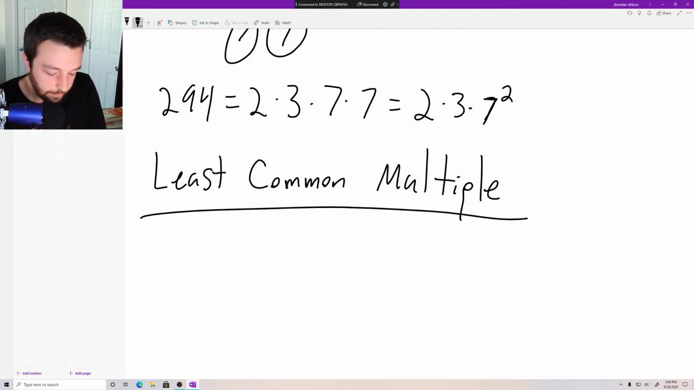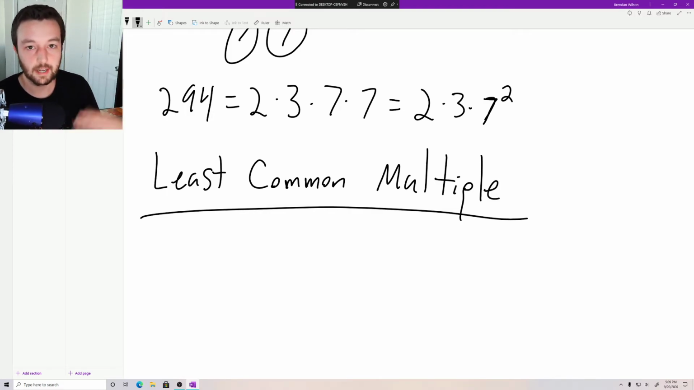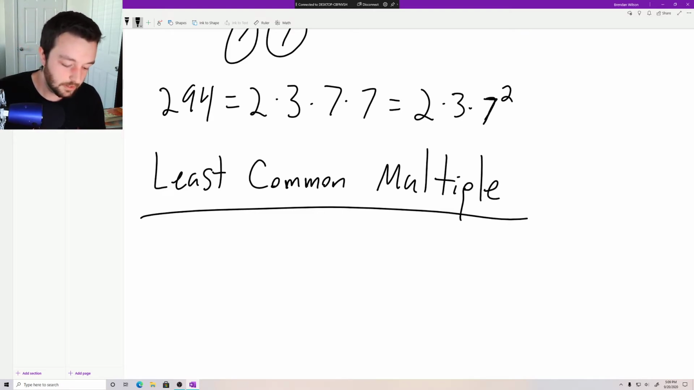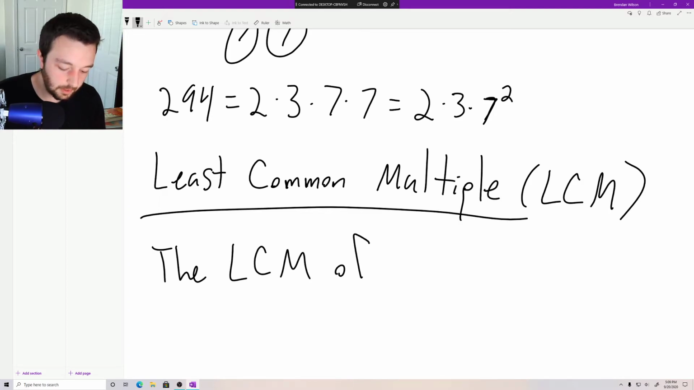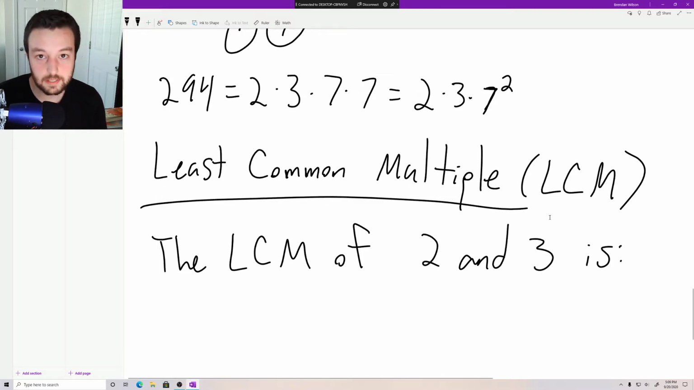The least common multiple of two or more numbers is the smallest multiple that they have in common. Okay. So we abbreviate it with LCM. Okay. So the LCM, the least common multiple of 2 and 3 is, well, what is it?